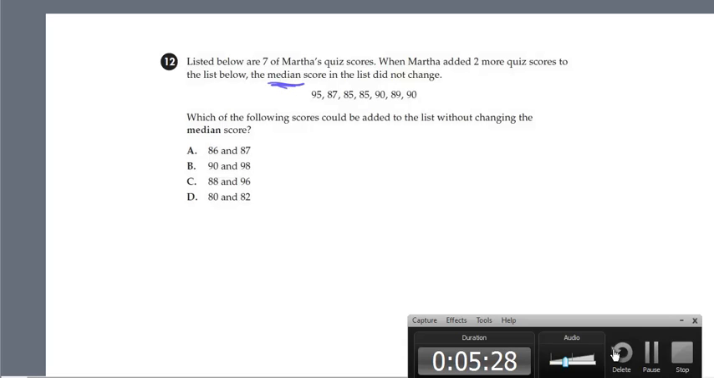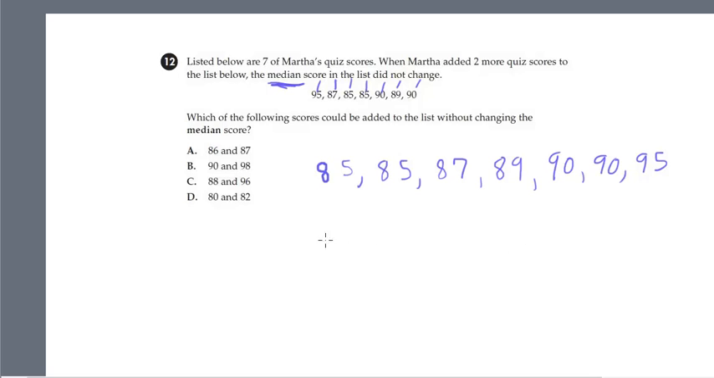In this problem, the first thing we want to do is put these in order from least to greatest, because they're looking for the median, the one in the middle. So I'm going to pause this and do that. So now I have these in order, and first we're going to figure out what our median is before we add any more scores. So we just cross these off from highest to lowest. So right now our median is 89 before we add 2 more quiz scores.